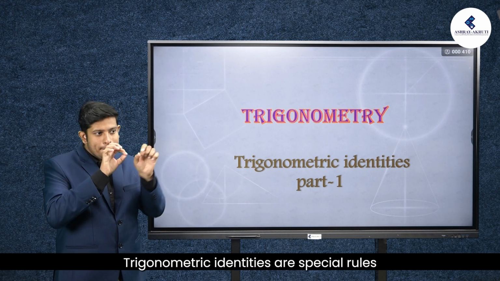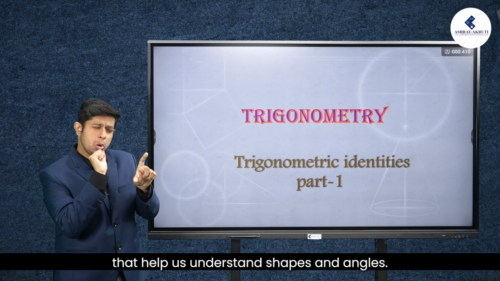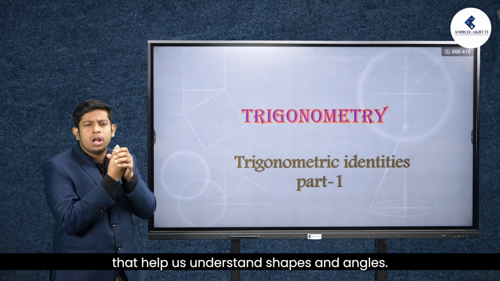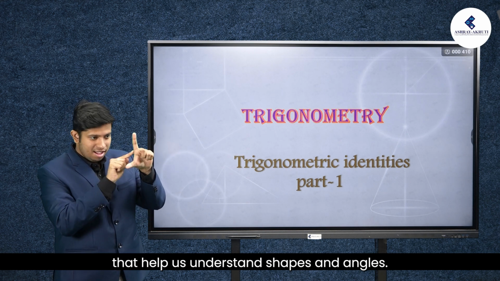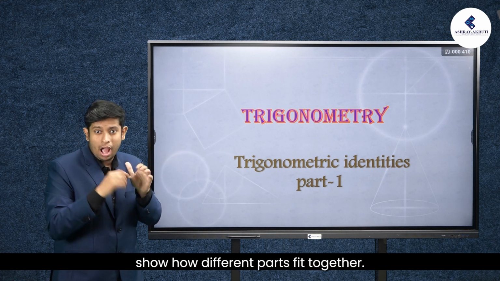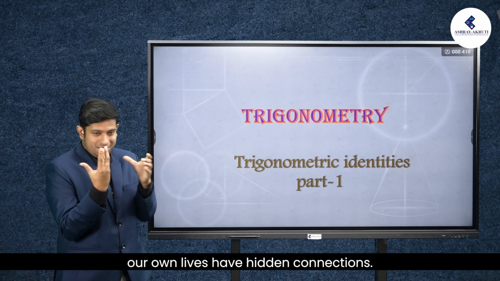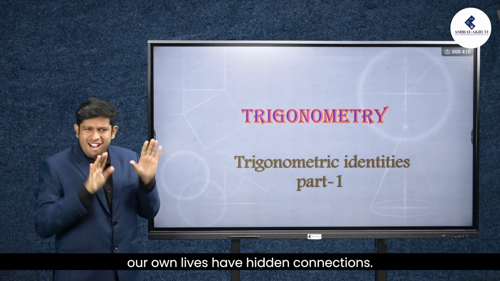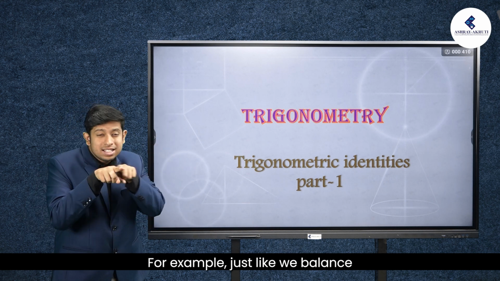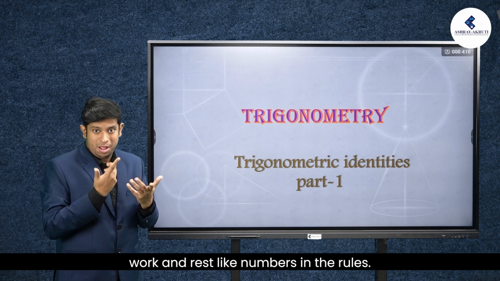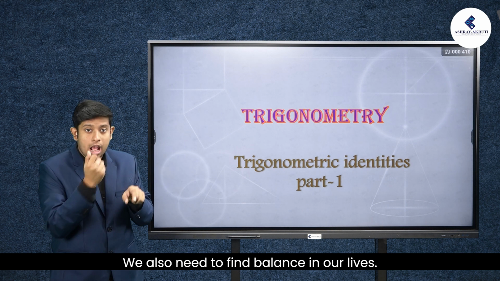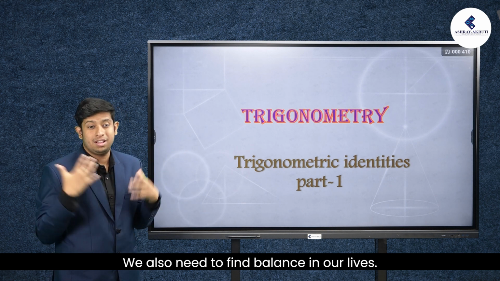Trigonometric identities are special rules that help us understand shapes and angles. Just as these rules show how different parts fit together, our own lives have hidden connections. For example, just like we balance work and rest like numbers in the rules, we also need to find balance in our lives.